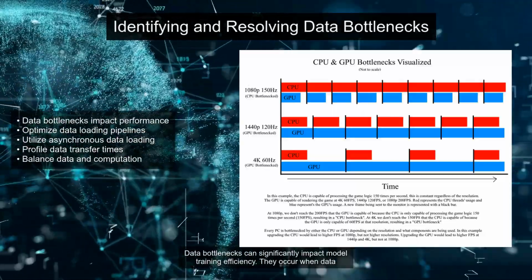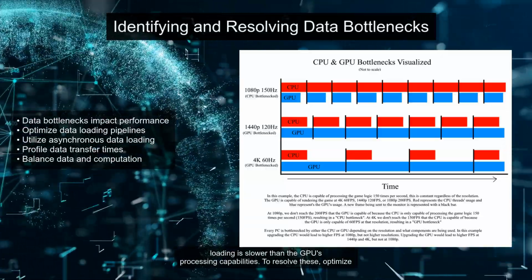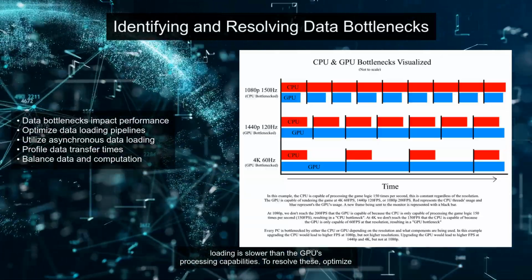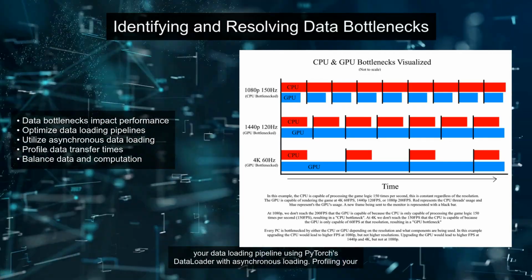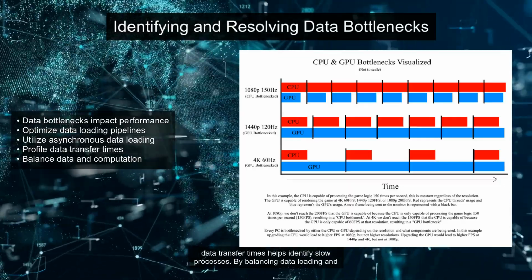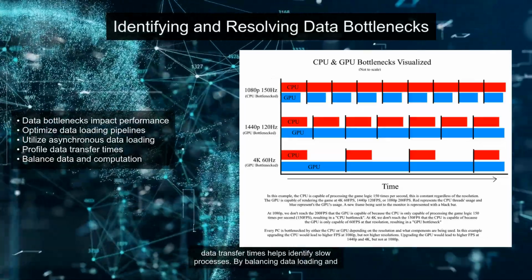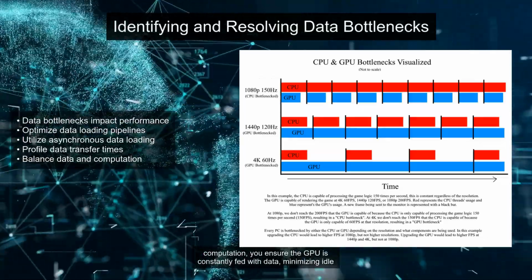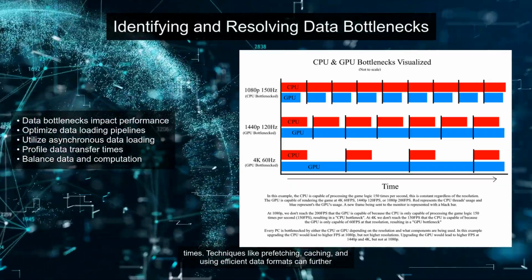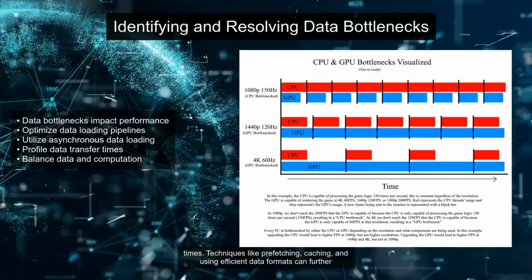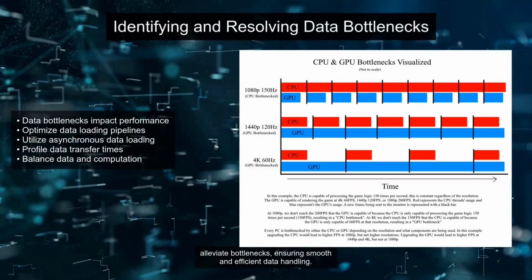Data bottlenecks can significantly impact model training efficiency. They occur when data loading is slower than the GPU's processing capabilities. To resolve these, optimize your data loading pipeline using PyTorch's data loader with asynchronous loading. Profiling your data transfer times helps identify slow processes. By balancing data loading and computation, you ensure the GPU is constantly fed with data, minimizing idle times. Techniques like prefetching, caching, and using efficient data formats can further alleviate bottlenecks, ensuring smooth and efficient data handling.